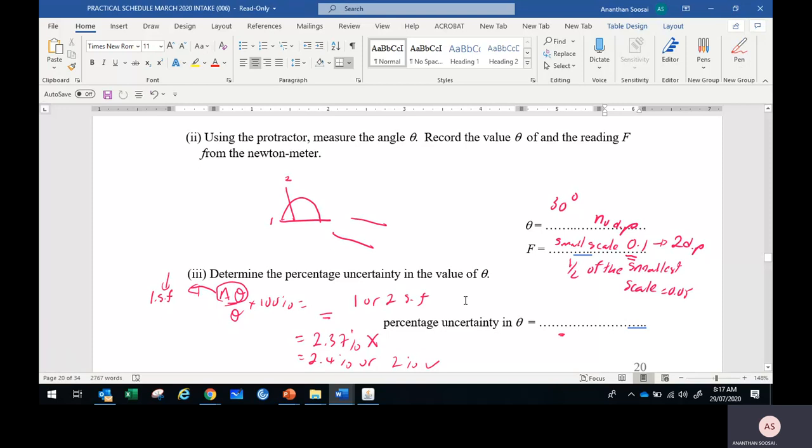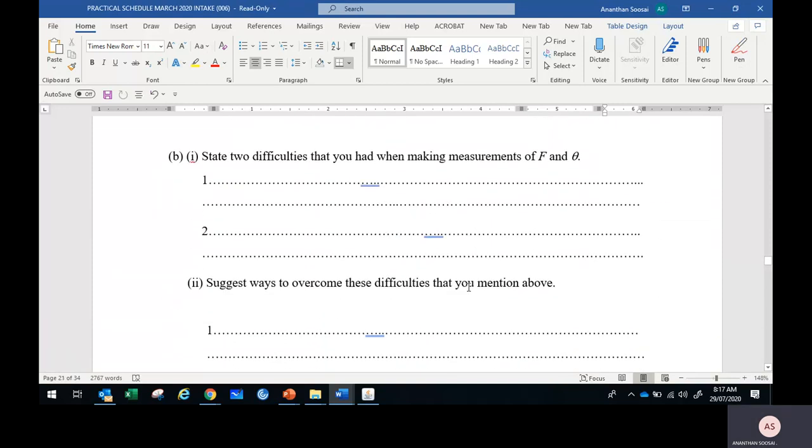Okay, next. State two difficulties that you have when making measurements of F and theta. So what's the problem you faced? Anyone? To make the string perfectly horizontal. Difficult to fix the string perfectly horizontal to the table. Okay, that's one problem. How do you overcome it?